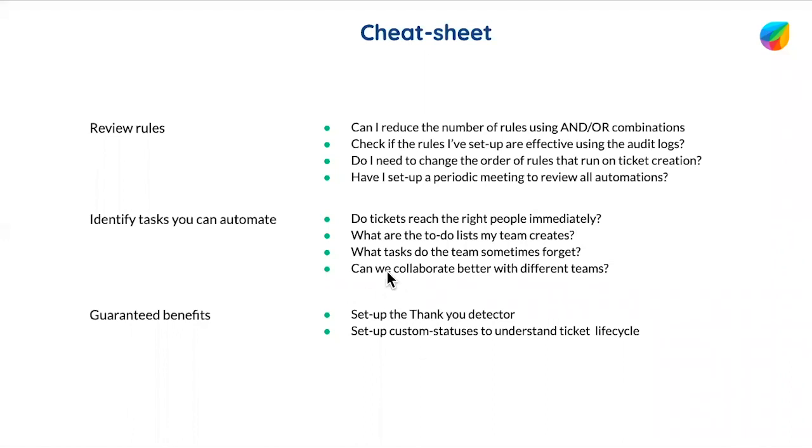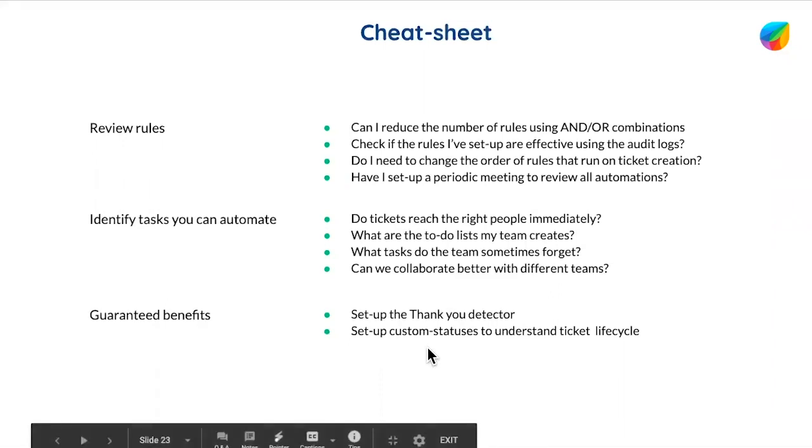Now, under all repetitive tasks, there are a couple that fall under it. So here are questions you can ask to make it easy to create a list of tasks that you can automate. Tickets reaching the right people. Here's where you consider automatic ticket assignment. What are the to-do lists that your team creates? And this is where you consider the time triggers. What tasks does the team sometimes forget? What tickets sometimes slip through the cracks? In these cases, you can have rules that run on ticket updates. Can we collaborate better with different teams? If the answer is yes, do consider using custom statuses and have your automations work based on them.